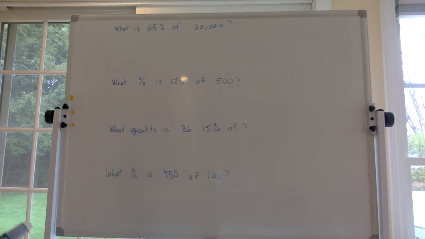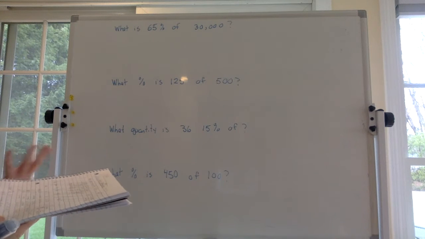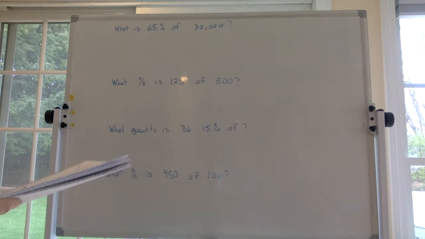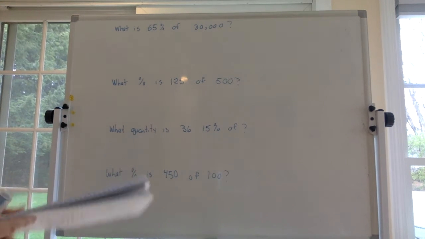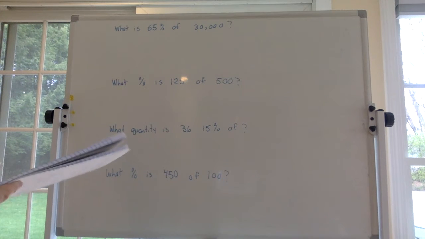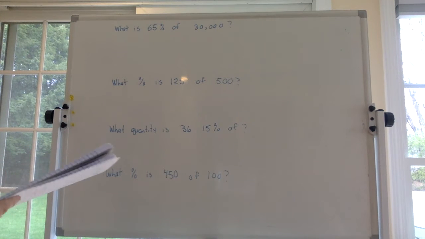Everybody. For these problems, I'm going to try to use percent tables, or they're also known as percent diagrams. You might see them in our reading, but you might see them in other places too. So let's just try to figure this out. What is 65% of 30,000?